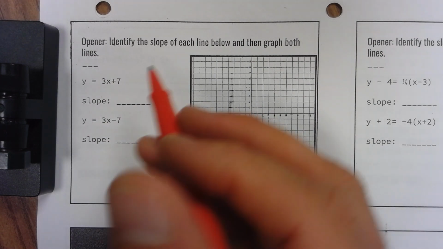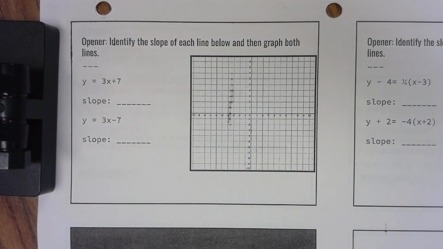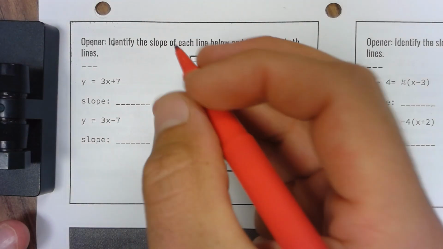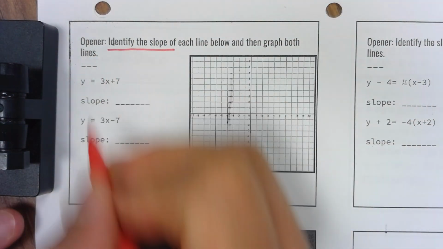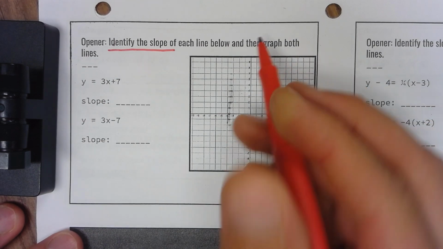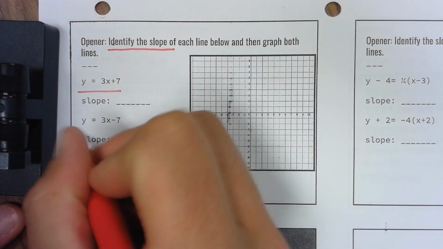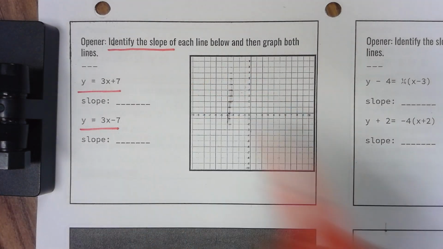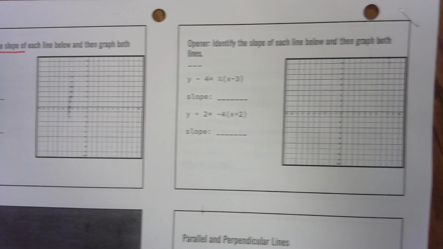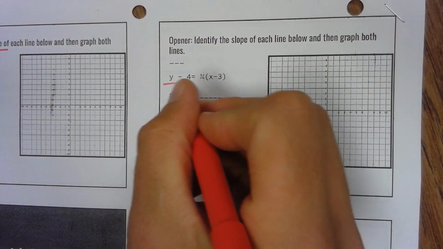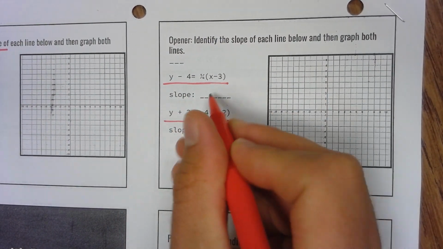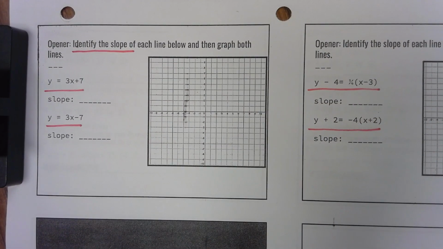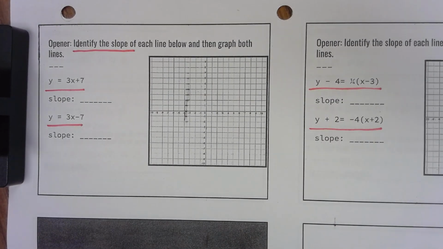All right, we're going to get started by having you work through two opening problems where your task is to identify the slope of the given equations. Then I also want you to graph both of these lines on the same graph. You're going to do that for this top left slide and also for this top right slide, where you do the same thing: identify the slope and then graph both lines. And that's going to lead us into what we're investigating today.